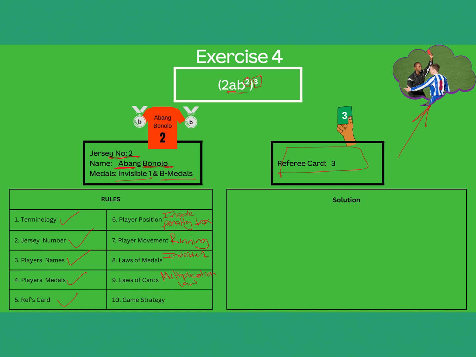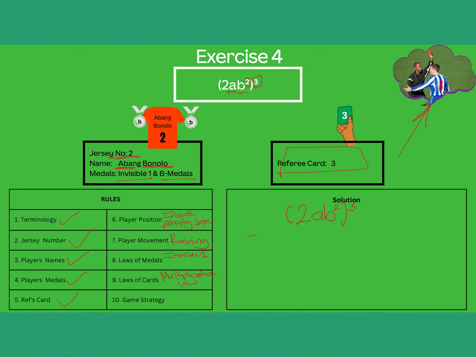Multiplication law. And finally, we apply our game strategy. Now, the game strategy tells us how we are going to solve for our team. How are we going to win our game? So, let me just write jersey number 2, Abang, Bonolo. Those are the names to the power 2, or with 2 medals, and with a ref's card outside.